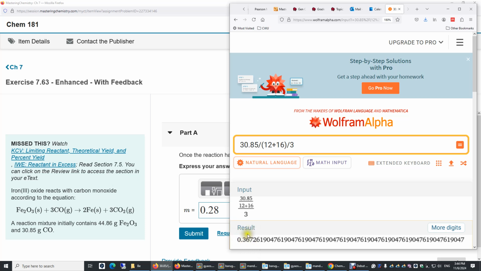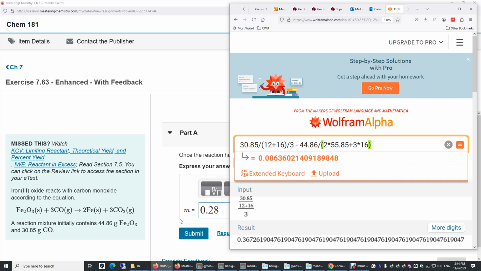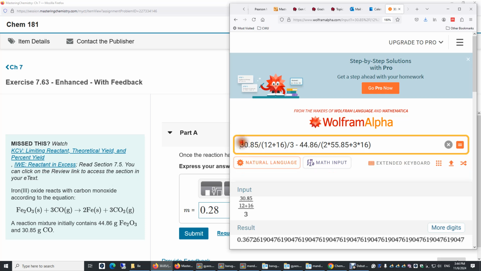So maybe I need the previous number. I'm going to use this number minus the previous number. The previous number comes from the mass of iron oxide divided by the molar mass of iron(III) oxide: 2 times 55.85, that's the molar mass of iron, and then we have 3 oxygen. So we take the difference. Now we get a number, 0.0863. And what is this number?